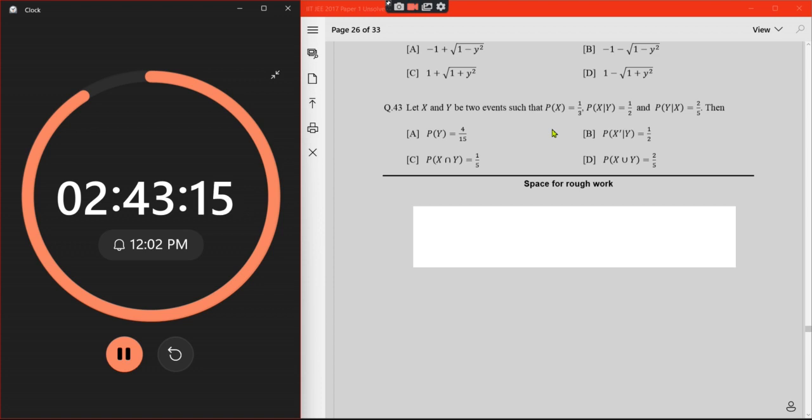Okay, so 43. Probability of y is 4/15. Yes, that's right. Probability of x dash given y is 2/15 upon 1/15, just 1/2. So B is correct. Probability of x intersection y is 2/15, not 1/5. Probability of x union y is 7/15, which is also not 2/5.